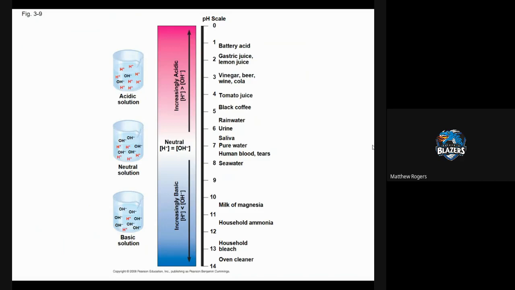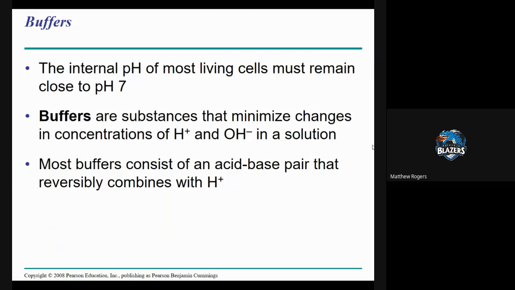So you kind of see the scale of pH here. Buffers are substances that minimize changes in concentrations of H plus and OH in a solution. Realistically, water does a great job in your body because you are constantly taking in things that are acidic and basic, and it's making sure that your body doesn't become too acidic or basic. Think about what you might have had this morning, like coffee or pop. That's a pH of about 2 or 3. It's very acidic.